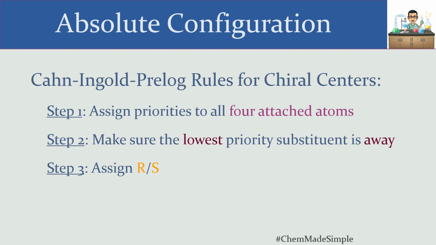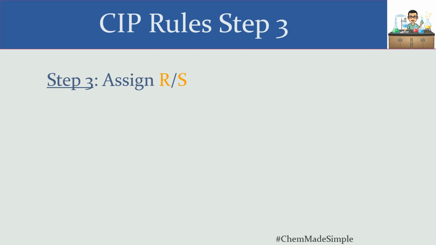So what I'm going to do is take these steps in reverse, show you what R and S mean, show you what orienting away means, and then apply those rules to the 4 different attached atoms. We're going to do things in reverse because figuring out the priority rules is the most complicated thing. And I want to make sure that we have all our other ducks in a row before we start assigning priorities to the 4 different substituents. So we're going to start with step 3.